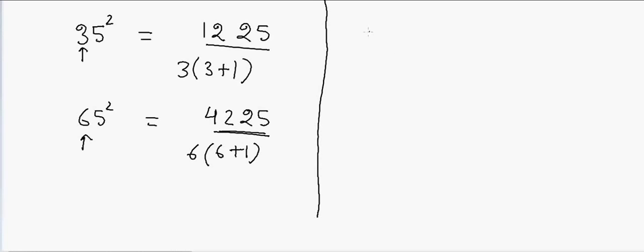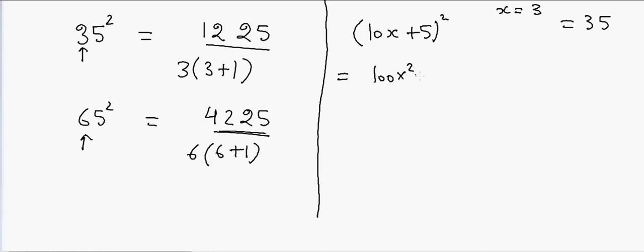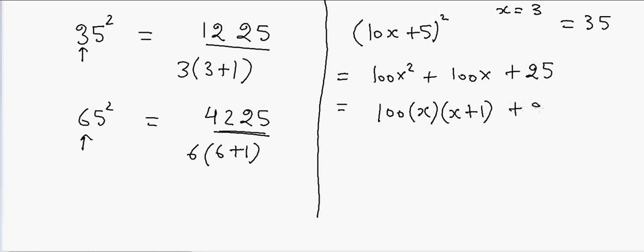Suppose we have any number which ends with 5, so that number can be written as 10 into x plus 5. So here if x is equal to 3, then this number will be equal to 35, right? So if we have 10x plus 5 and we want to square it, that will be equal to 100 x square plus 100x plus 25. If we solve this, that will be equal to 100 into x into x plus 1 plus 25. So as you can see, we are taking the first digit and multiplying it by its increment, multiplying it by 100 and then adding 25.